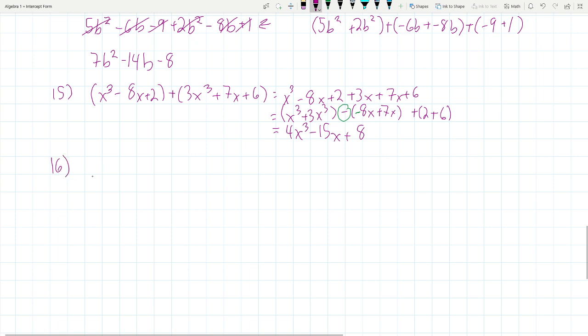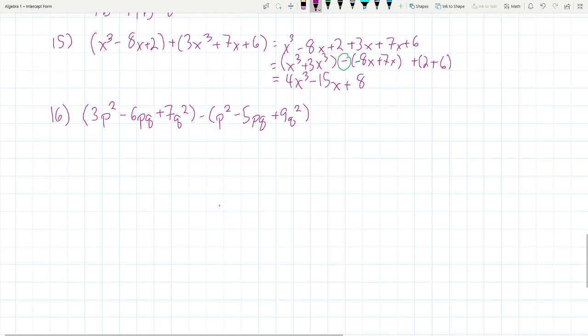All right, in exercises 16, 17, we're going to find the sum or difference. So we go 3p squared minus 6pq plus 7q squared, minus p squared minus 5pq plus 9q squared. In this case we're going to be finding the difference, and I know as soon as I wrote out that it had p, q, and q squared, we're suddenly having different variables. Some of you started going, oh my gosh, what's going to happen? But really what we're doing here is we're just combining like terms still.